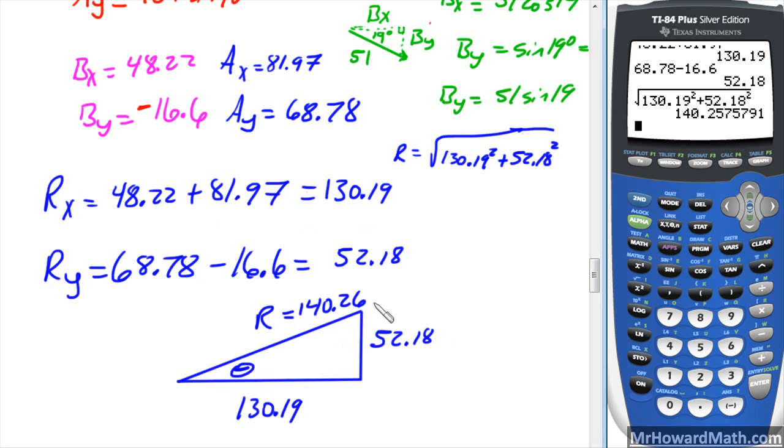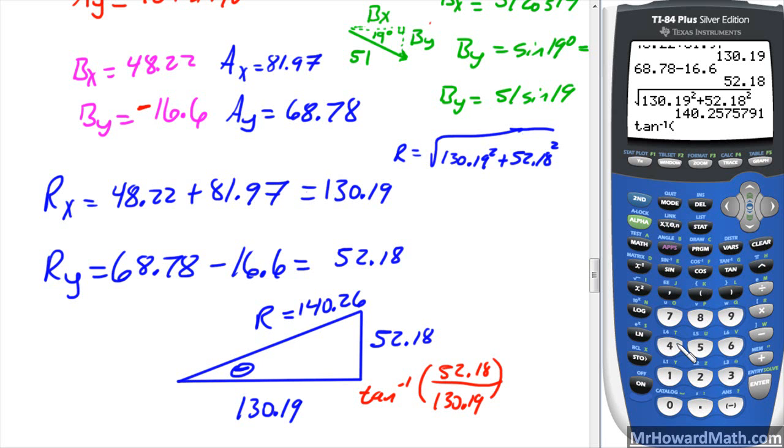There's more than one way we can do it. I'll use tan inverse to find it. Remember, when we find angle measures, we use the inverse: tan inverse, cosine inverse, sine inverse. So tan inverse of opposite from our angle theta is 52.18. And adjacent from our angle theta here, this would be the adjacent side, 130.19. Got to be in degree mode. We are. So tan inverse of 52.18 divided by 130.19. And we'll get our angle theta and we'll be done. And that is 21.84 degrees.